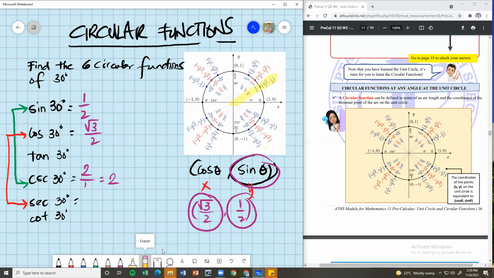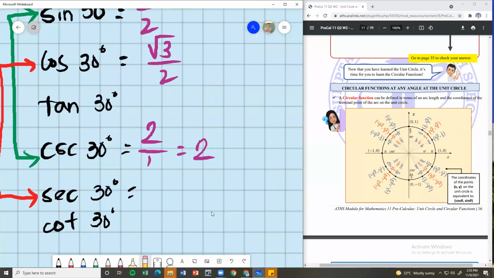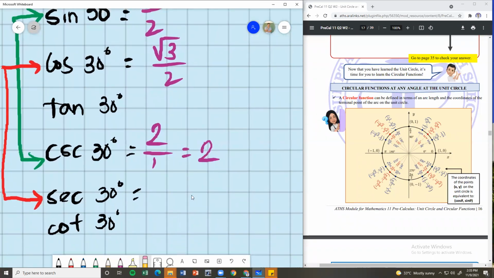This is the process. Everybody listen. Let's move on with this. I highlighted it. I made it bigger. So we have here cosine 30 and secant 30. The reciprocal of square root of 3 over 2 from cosine will become, baliktarin nyo, 2 over the square root of 3. Can you follow? However, that's not yet the final answer because bawal ang may radical sa denominator.